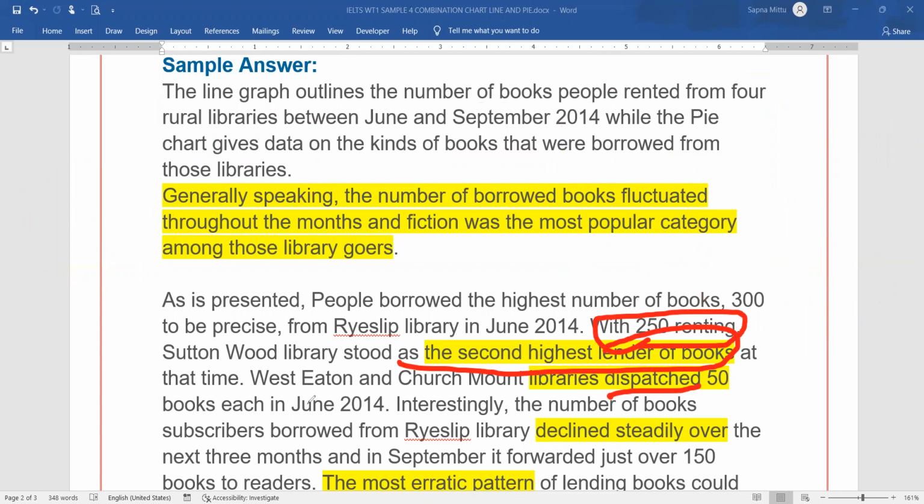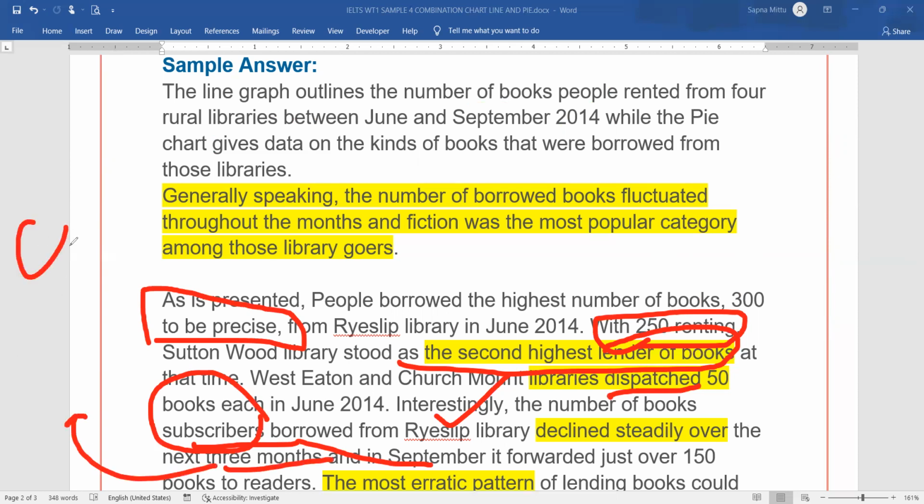Always use interestingly or shockingly when we are writing. Interestingly, to be precise means to be exact. Again, subscribers borrowed from, instead of writing people, we have written subscribers here. In the next 3 months can be written in the form of quarter. तो हम उसको change कर सकते हैं next quarter because 3 months are quarter. ठीक है, हम उसको use कर सकते हैं.